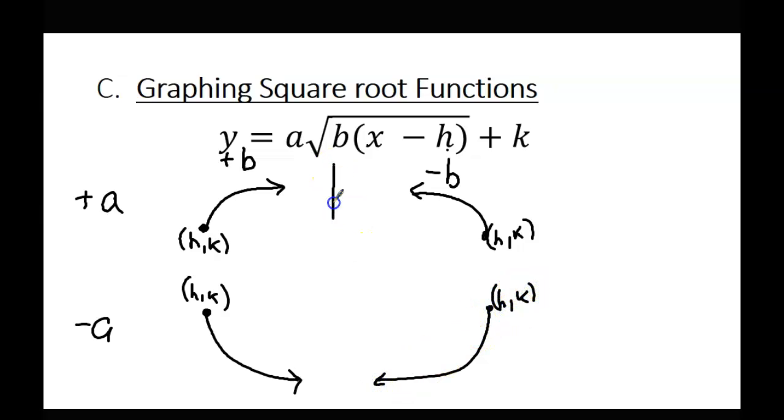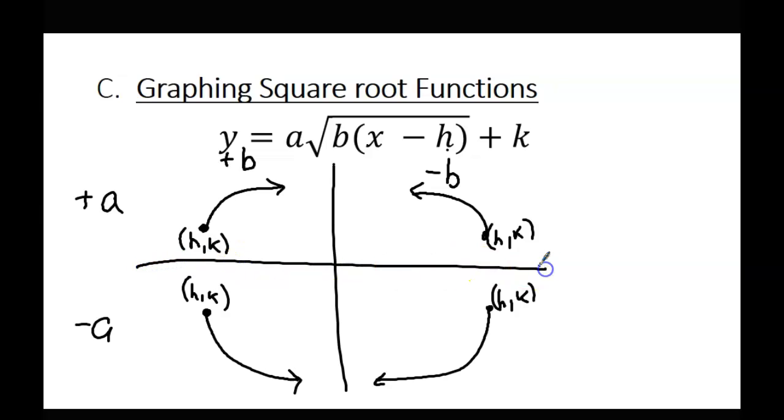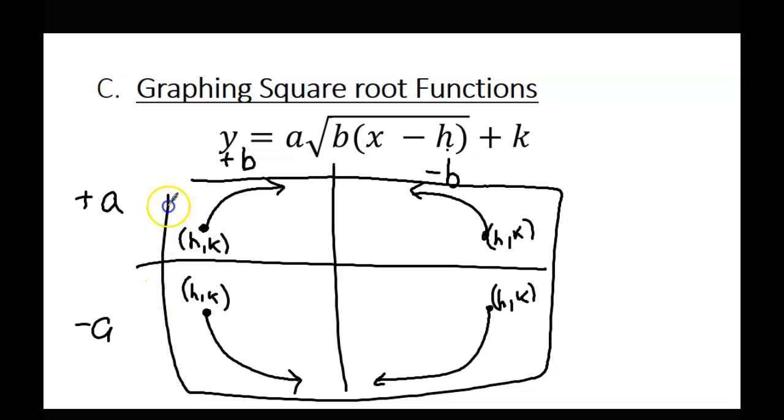And so what I've done here is I've created a little chart for you guys where, based on the sign of the A and the B, you should be able to determine the shape of the graph. So this is positive A, positive B. This is positive A, negative B, etc. So the way we're going to be graphing these is we're going to start with our starting point, which is HK, and then from there, we're going to be using that little chart to figure out what the rest of our graph would look like.